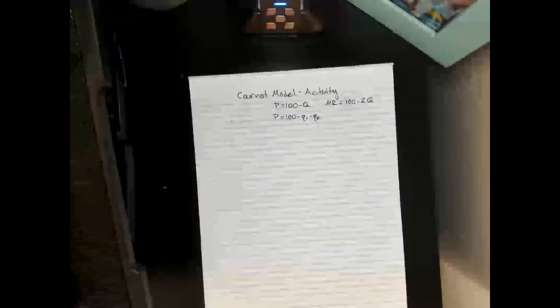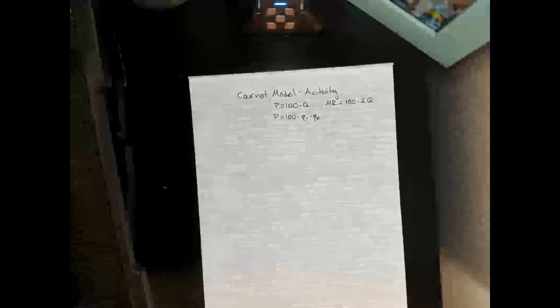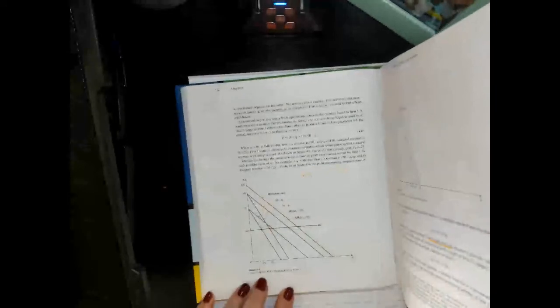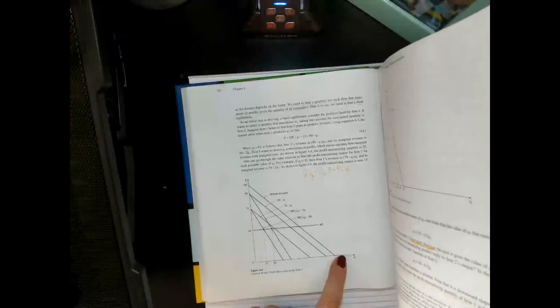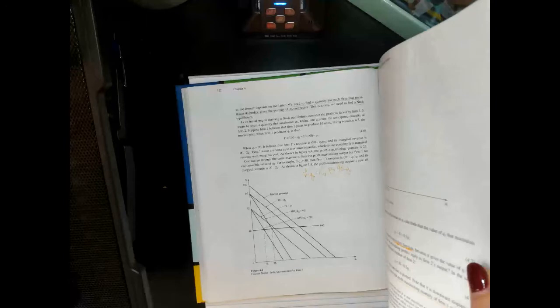And this is exactly like what we see in the book. I'm going to go ahead and flip that in there for y'all right here on page 122. This is also in the slides. This figure 4.4, this Cournot model, shows the market demand, which is, if you set P equal to 0 or Q equal to 0, we get 100 and 100. That's how you find the endpoints for that demand curve.